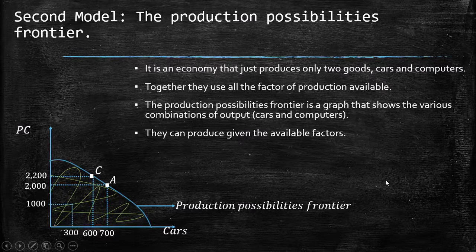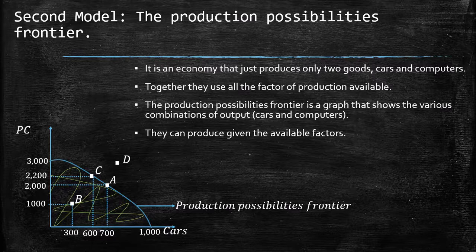But what about point B, with 300 cars and 1,000 computers? We are inside the production possibilities frontier, but we are going to talk a little more about this point. And what about this other point, point D? Unfortunately, it is beyond the production possibilities frontier due to the scarcity of resources. It is an impossible point to reach for this economy. Given the factors, they cannot go there and produce.